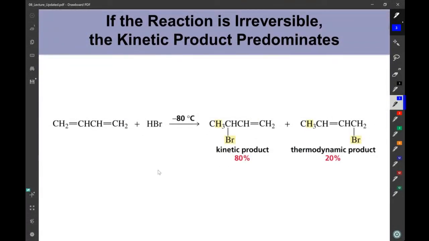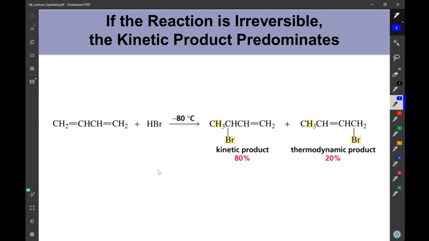Now, in a lab, it's possible for us to run the reaction under certain conditions that will favor the formation of a thermodynamic product, or run the reaction in conditions that will favor the formation of a kinetic product. So whenever you are running a reaction, your thermodynamic product can be the major product, or your kinetic product can be the major product.